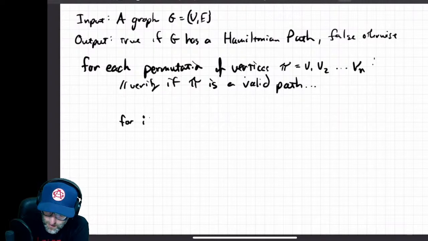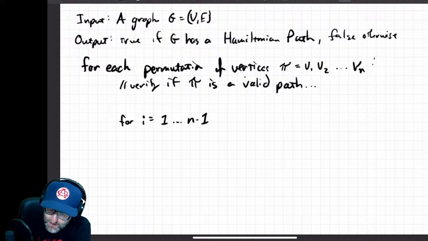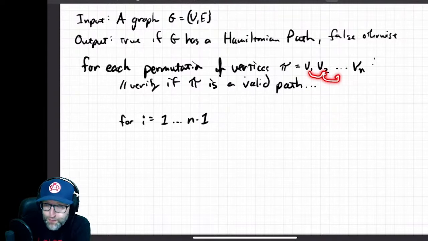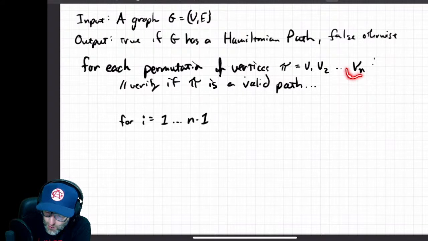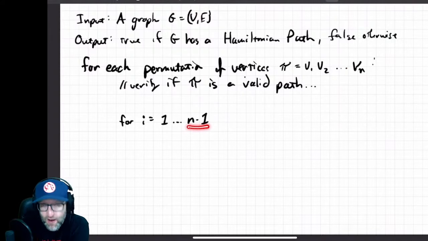For i running from 1 up to n minus 1, I just need to make sure that each one of these is an edge: v1 to v2, that's an edge, v2 to v3, that's an edge, v3 to v4, that's an edge, dot, dot, dot, all the way up to the last one here. I need to check to see that that's an edge. That's why I stopped short.